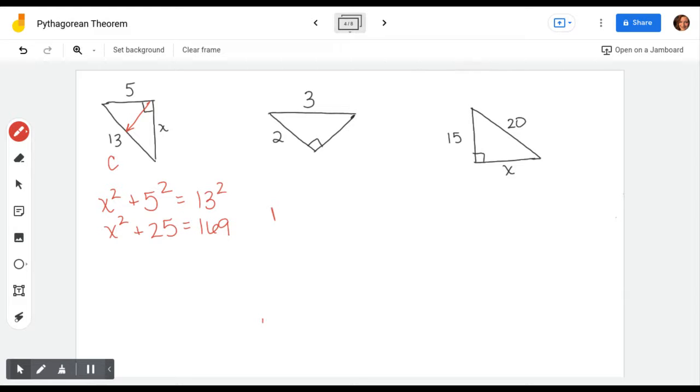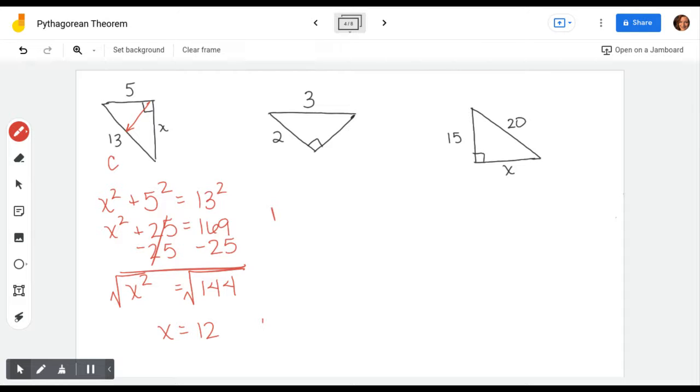Now, it's basically like a 2-step equation. We've got to solve it for x. So I want to get rid of that 25. I'm going to subtract 25 from both sides. And that leaves me with x squared equals 144. But I don't want x squared, I want x. So I'm going to take the square root. And I find out that your missing side has to be 12. That's another one of those Pythagorean triples.